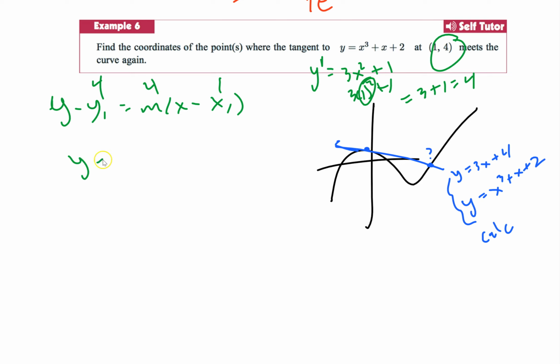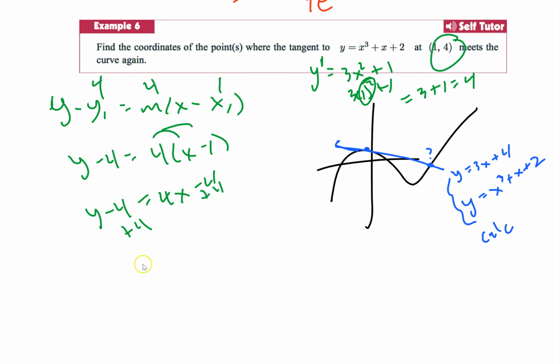So this I'm actually going to simplify since I want to actually solve this problem. I'm going to simplify so I can put it in my calculator. So I'm going to distribute a little bit. y minus 4 equals 4x minus 4. Add 4 to both sides, and I get y equals 4x. So I have y equals 4x, and I have y equals x cubed plus x plus 2.